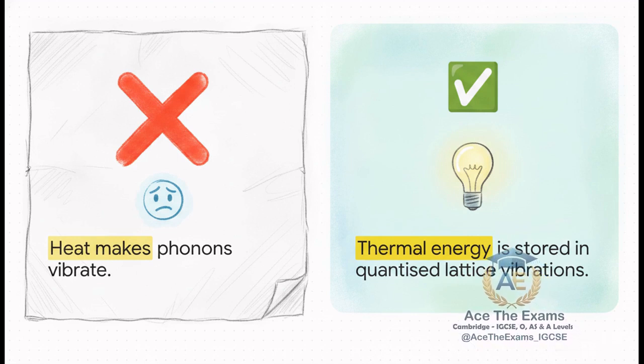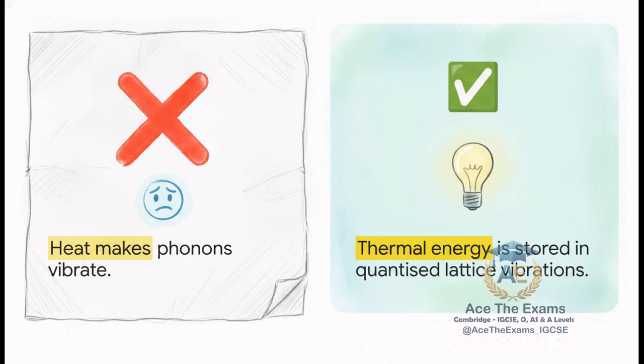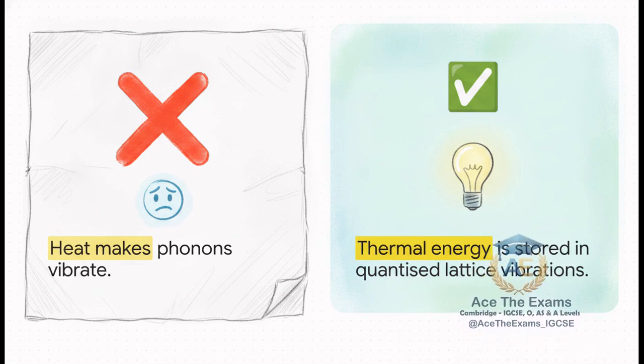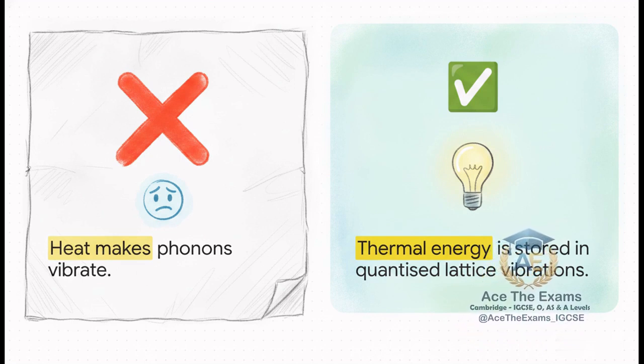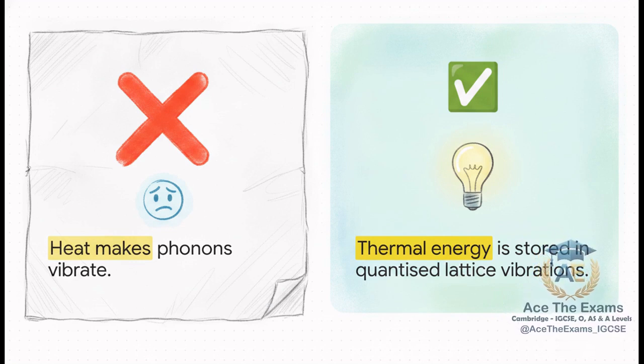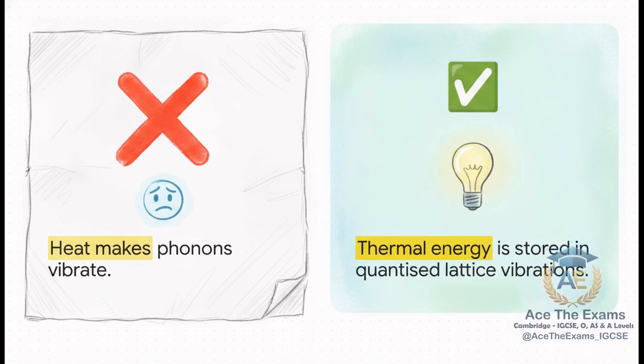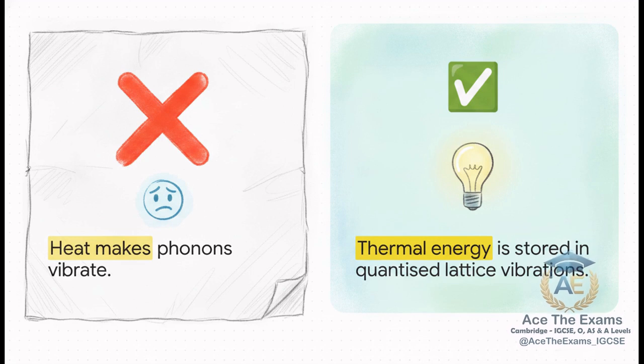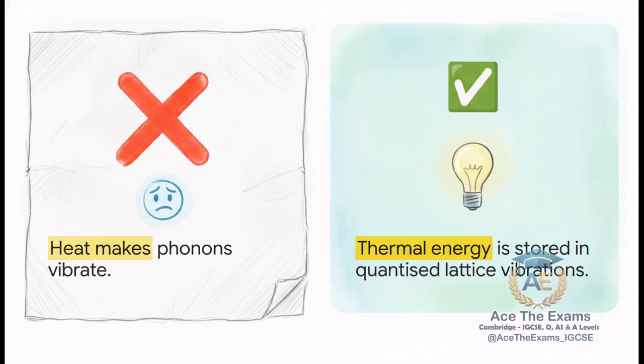The flawed one says, heat makes phonons vibrate. Now sure, it sounds kind of scientific to a novice, but it's completely backwards. It totally lacks cause and effect reasoning. Now look at the highly structured answer. Thermal energy is stored in quantized lattice vibrations. Do you see the difference there? The elite answer doesn't talk about heat doing some vague action to a phonon. Instead, it precisely connects the concept of thermal energy directly to the specific mechanism of quantized lattice vibrations.